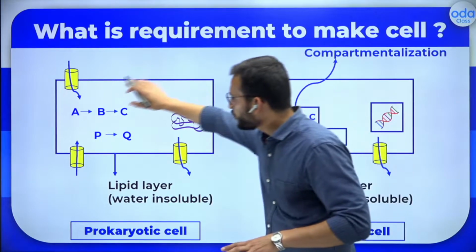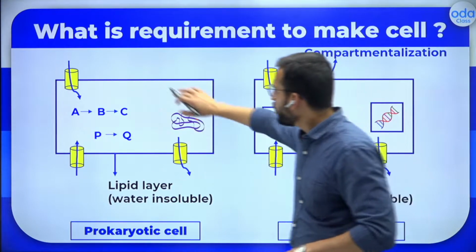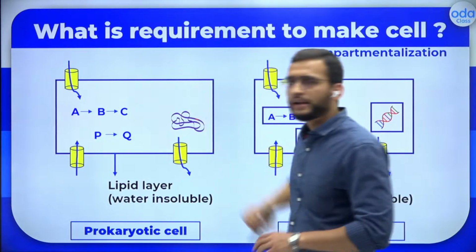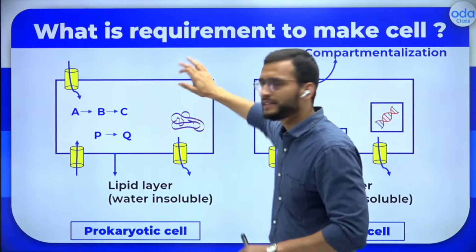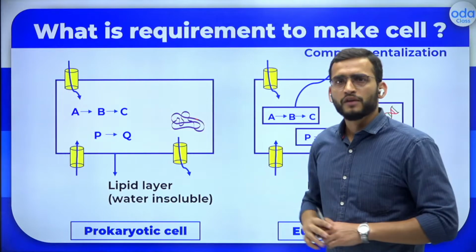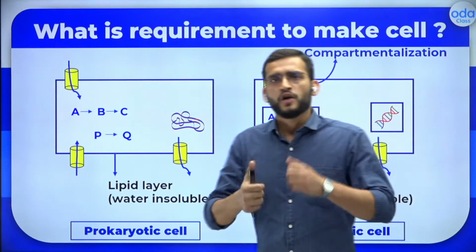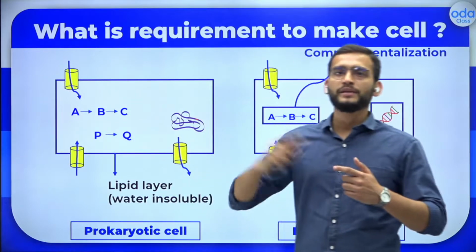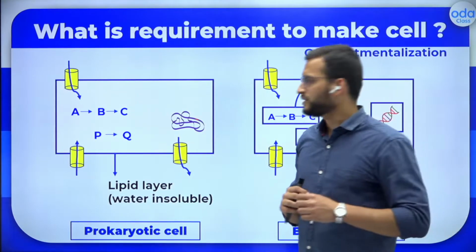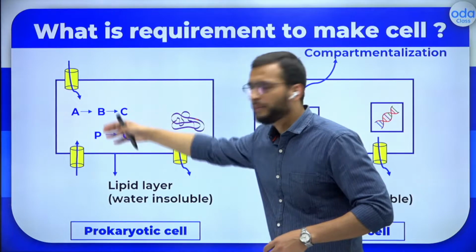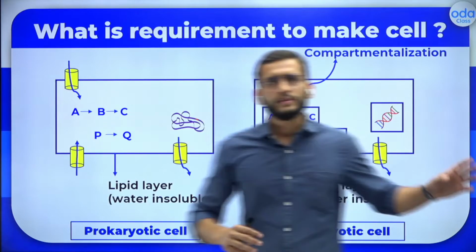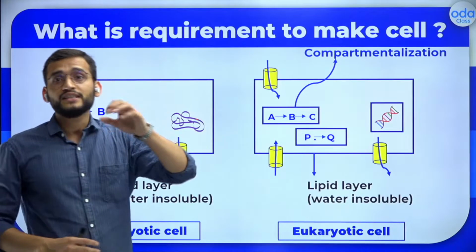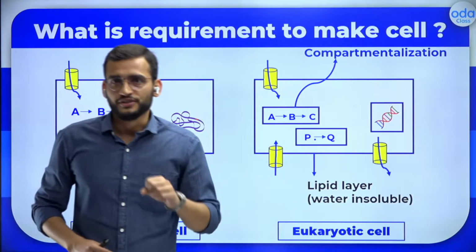If you see a prokaryotic cell over here, it is also having an outer membrane. Outer membrane is also present in the case of a bacterial cell, which is separating the inner contents from the outer one. You do have channels which can help in the transportation of various substances. There are chemical reactions going on, but what is the basic difference which you can see over here? The basic difference is compartmentalization.